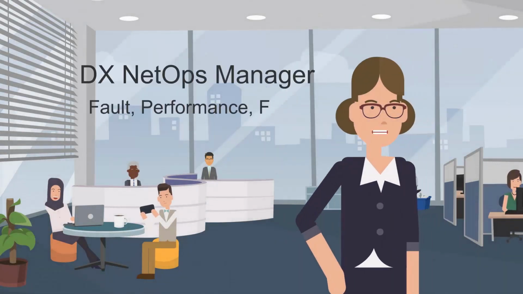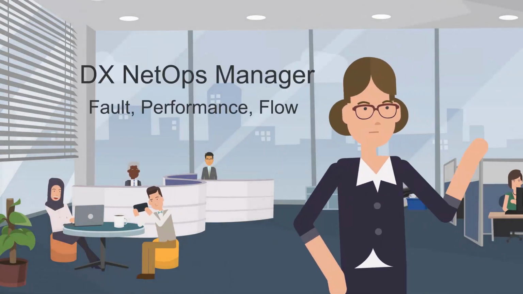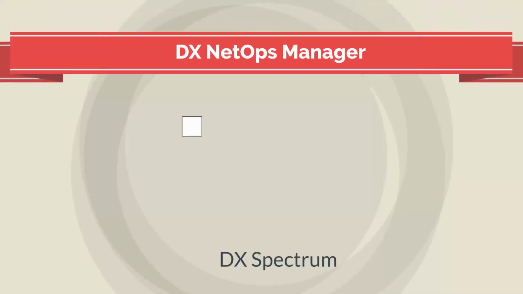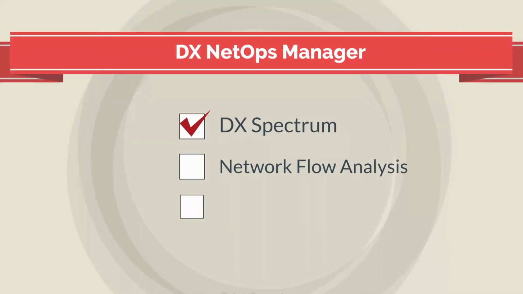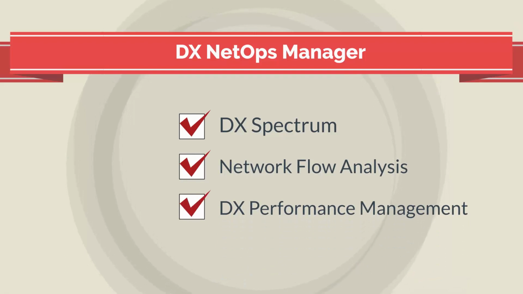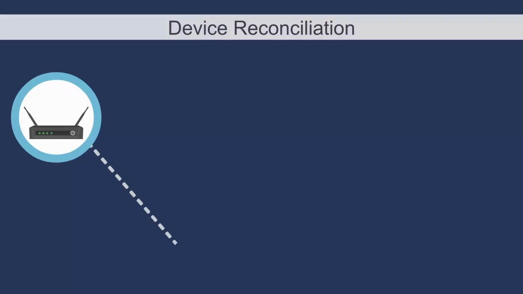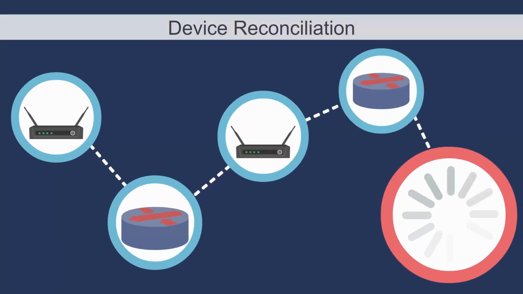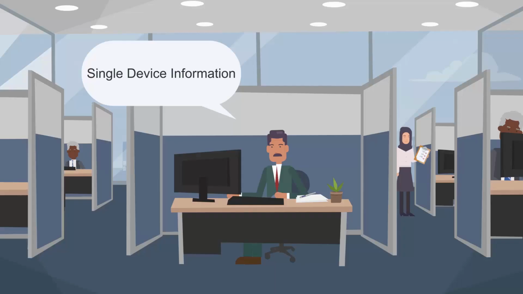DX NetOps Manager brings together the fault, performance, and flow data from multiple data sources such as DX Spectrum, Network Flow Analysis, and DX Performance Management. Therefore, it can get the same device information from multiple sources. It's important to get these devices reconciled and single device information shown to the end user.